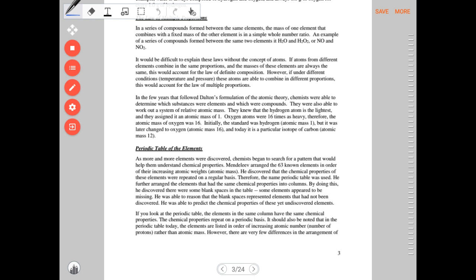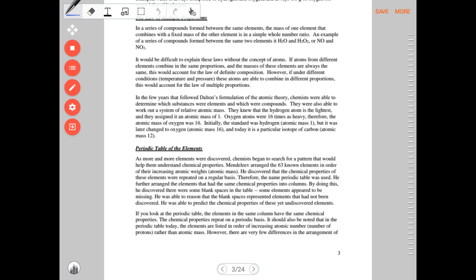They were also able to work out a system of relative atomic mass. They knew that the hydrogen atom is the lightest, and they assigned it the atomic mass of 1. Oxygen atoms were 16 times as heavy, therefore the atomic mass of oxygen was 16. Initially, the standard was hydrogen, atomic mass 1, but it was later changed to oxygen, atomic mass 16, and today it is a particular isotope of carbon, so its atomic mass is 12.